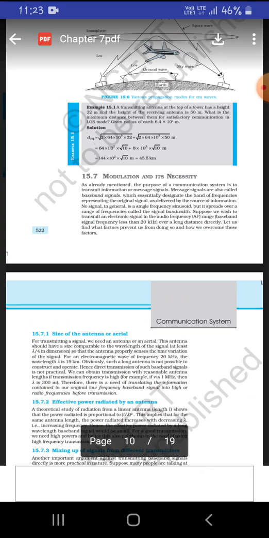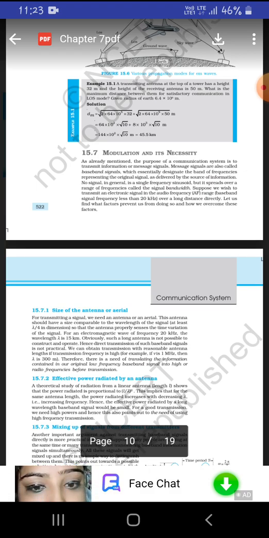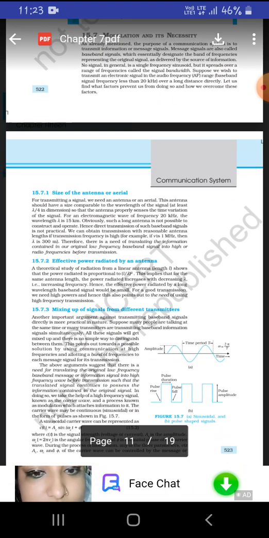And next is modulation and its necessity. The purpose of a communication system is to transmit information or a message signal. The message signal is also called the baseband signal, and it travels at a frequency of about 20 kilohertz.